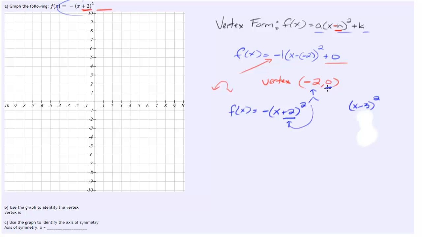And then this number, the k right here, or the y value, is always what you're adding on. If you're adding on nothing, then it's just 0. So that's another way of thinking about that. We get at -2, 0, which is the point right here. We know this is going to be concave down. If we need to sketch this, we need one more point.